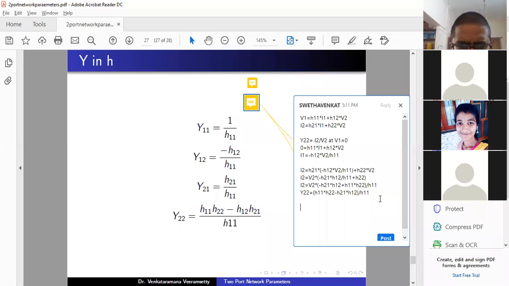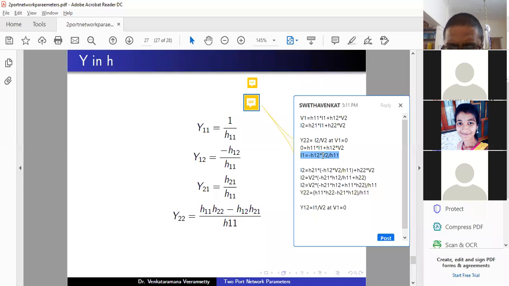Later, I want to calculate Y12. Y12 is equal to I1 divided by V2 at V1 equal to 0, right? So for V1 equal to 0, these equations we can use. That is 0 equal to H11 into I1 plus H12 into V2, because in place of V1 we keep the 0. And I want I1 by V2, right?